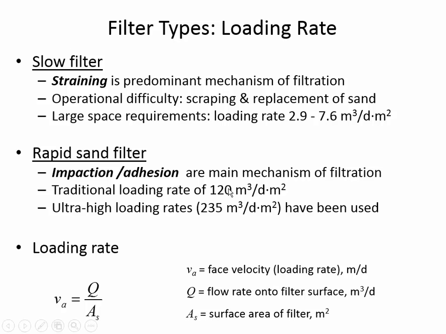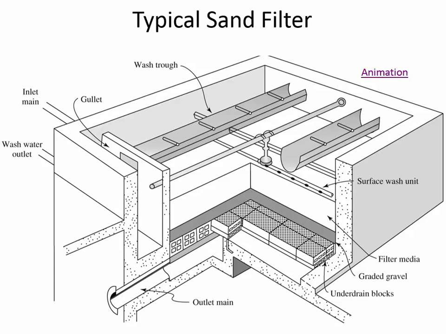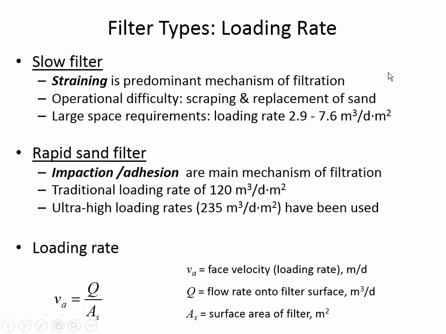A typical loading rate would be 120 cubic meters per day for every square meter of surface area. So if we're talking about the sand filter that is shown here, you'd find the area of the sand just by multiplying the length times the width. Then the water that's being applied to it, you'd know a volumetric flow rate, cubic meters per day, divided by the area of the sand filter. We can actually get a pretty high rate through, up to 235 cubic meters per day per square meter have been used in some locations.